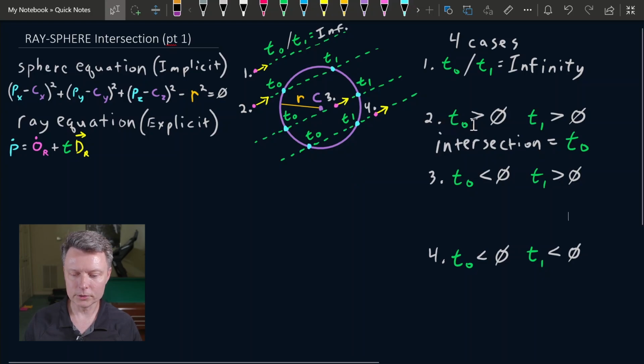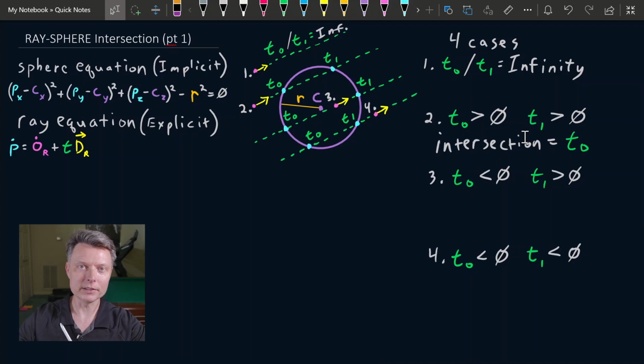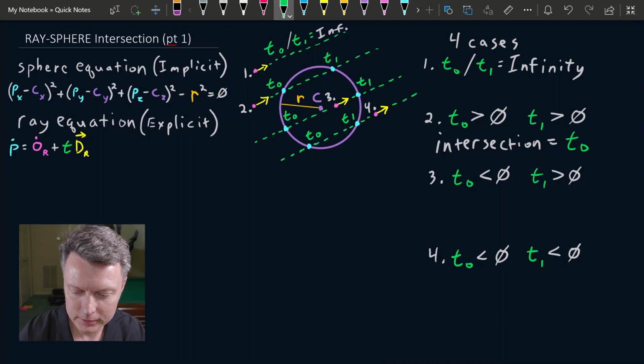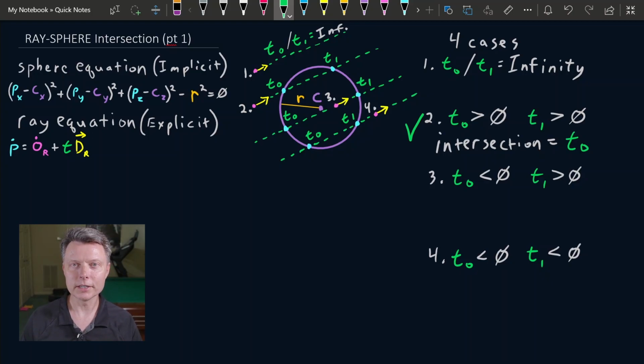So in case number 2, if we get back a t0 and a t1, both that are greater than 0, and they're both good, then we should pick the t0 and disregard the t1. Even though the t1 was a valid intersection point, it was just on the back of the sphere, so we don't really care about that one at this point. And I'll put a green check on this case. So case number 2, we have a good intersection.